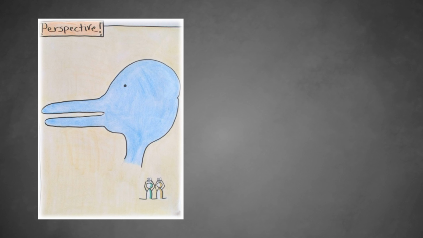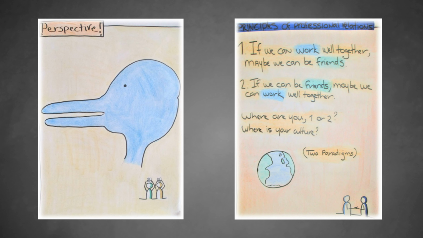A first way of making this concrete is that in cultural studies, there are 2 principles for professional customer relationships. Number 1, if we can work well together, maybe we can be friends. And principle number 2, if we can be friends, maybe we can work well together. It is not possible to follow both these principles at the same time, just like seeing the duck and the rabbit at the same time is not possible.